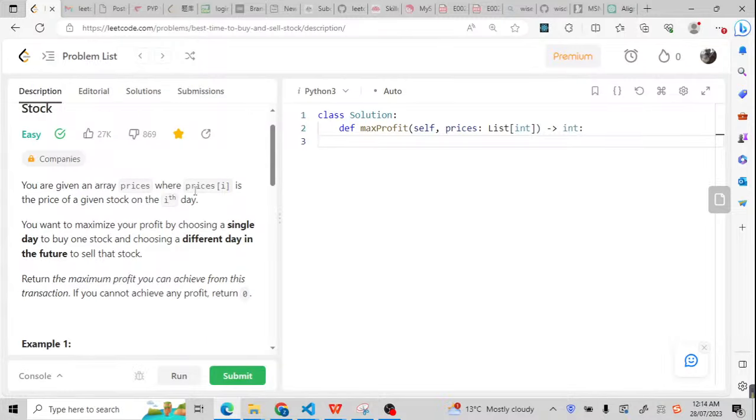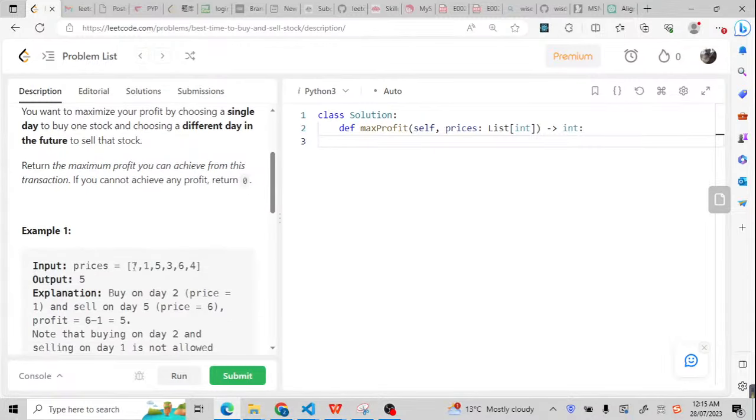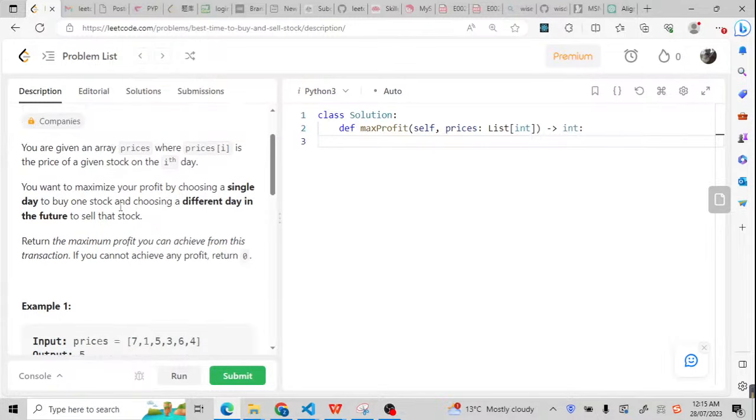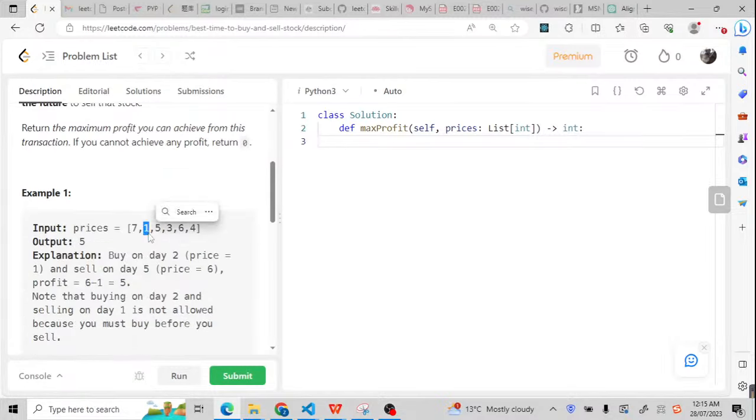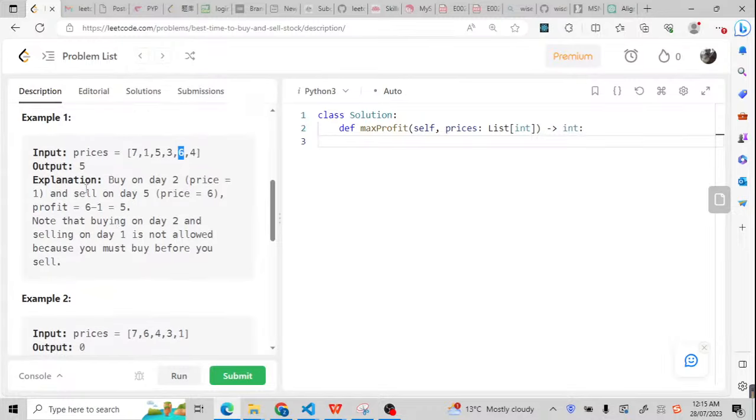So basically, we have a prices list, and inside it is the stock price. This problem asks us to maximize the profit by choosing a single day to buy one stock and choosing a different day in the future to sell that stock. For example, we are going to buy the stock on day 2, and we are going to sell it on day 5, so we're going to get the maximum profit of 5. So we are going to return 5.